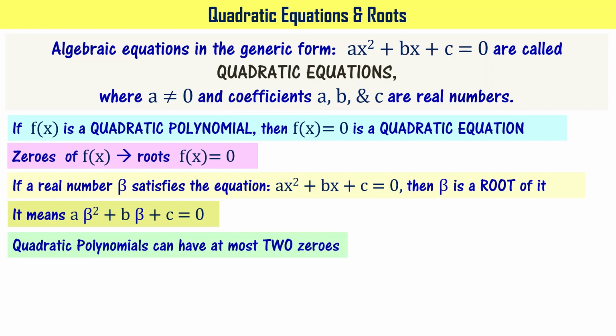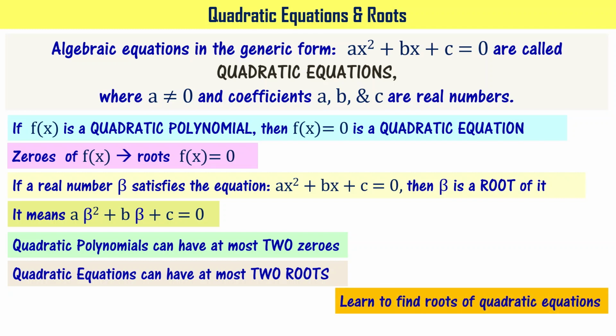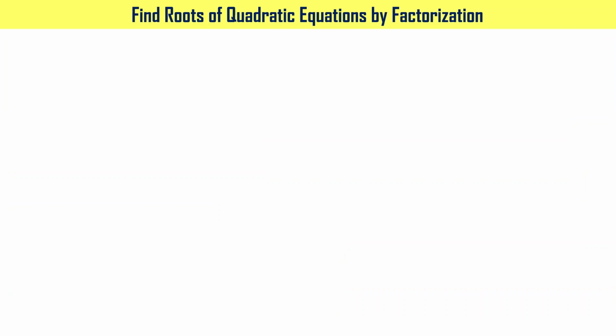And we learned from the polynomials topic that quadratic polynomials can have at most 2 zeros, right? It essentially means that quadratic equations can have at most 2 roots. Please take a note of this. Now let's learn to find roots of quadratic equations. Let's learn to find roots of quadratic equations by factorization method.